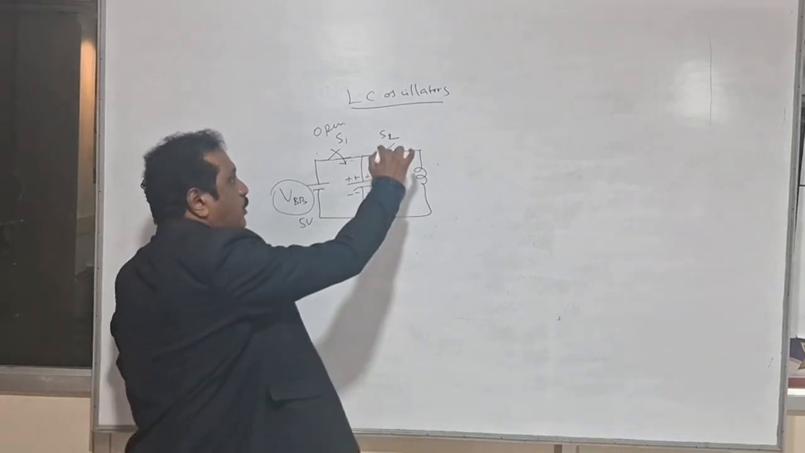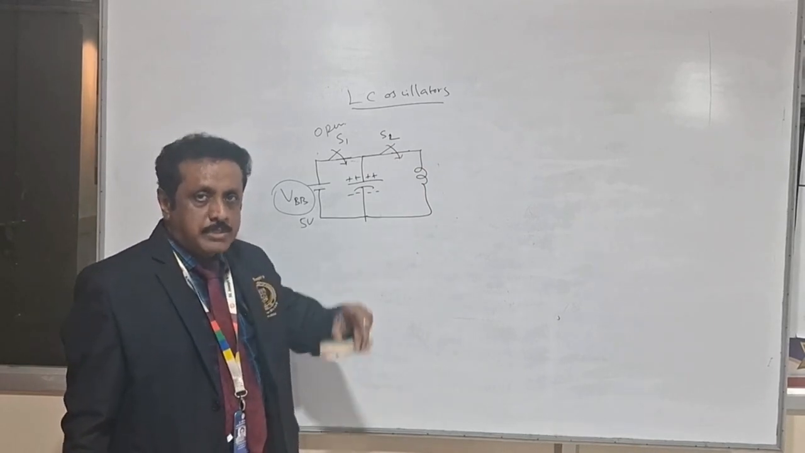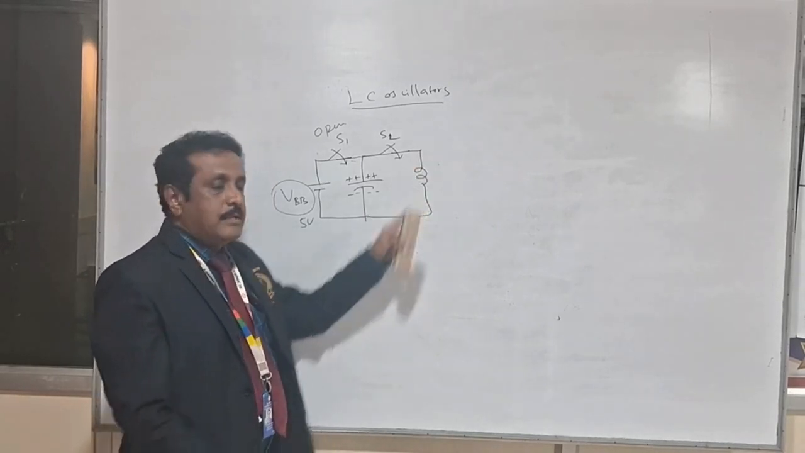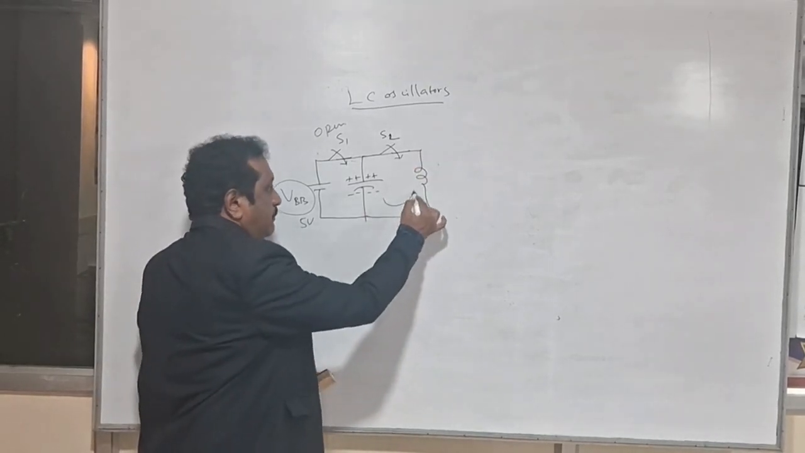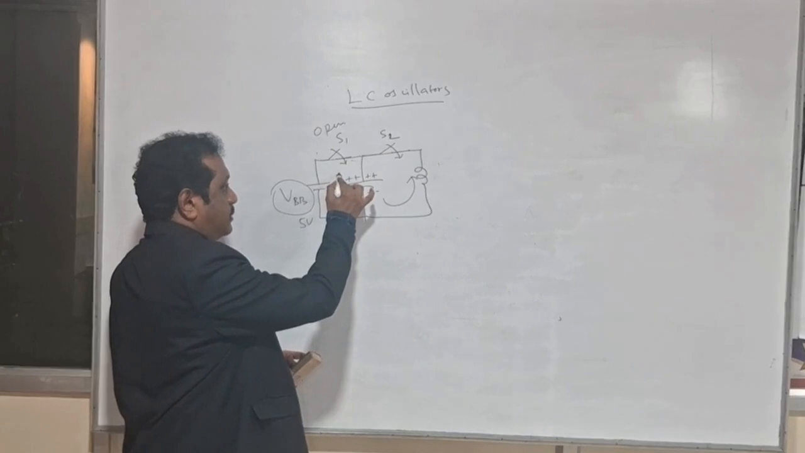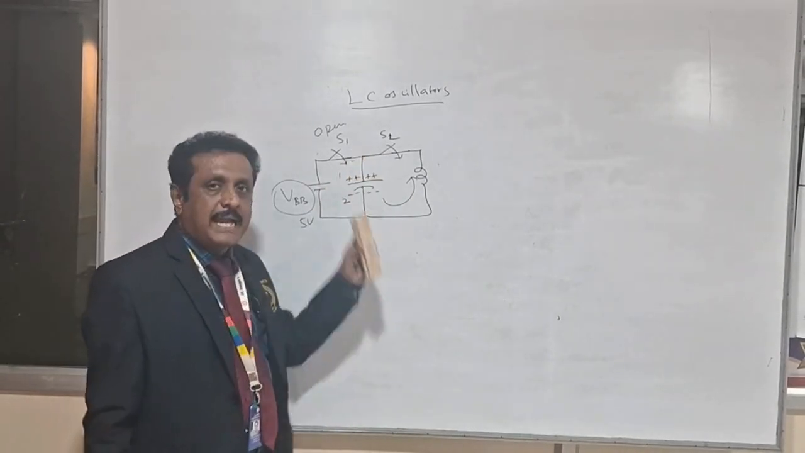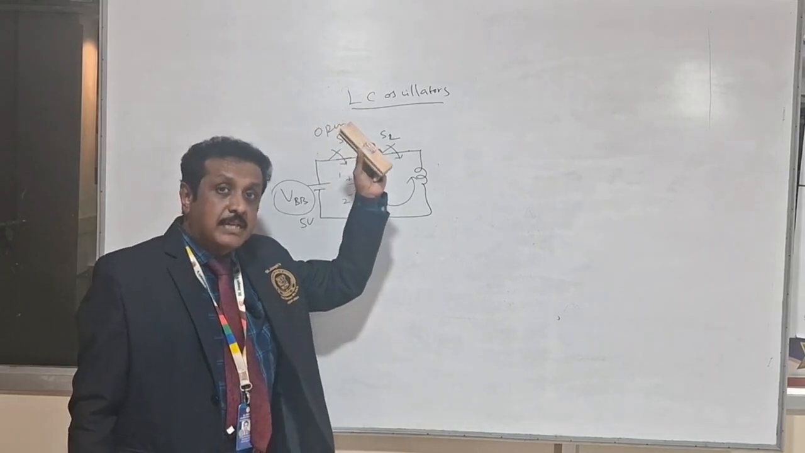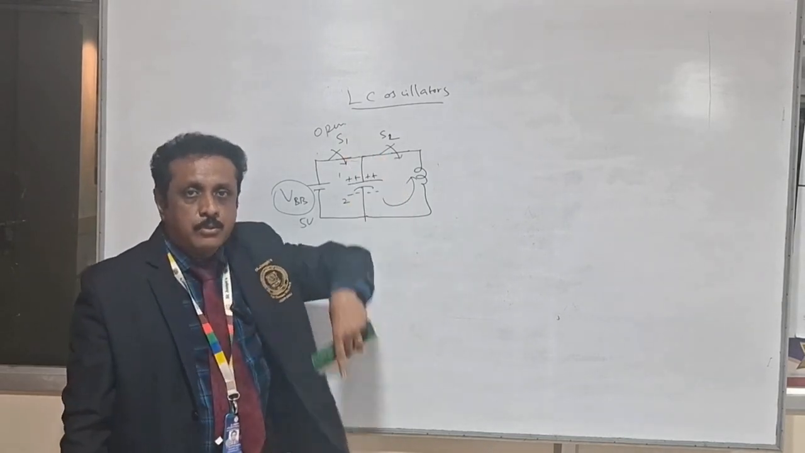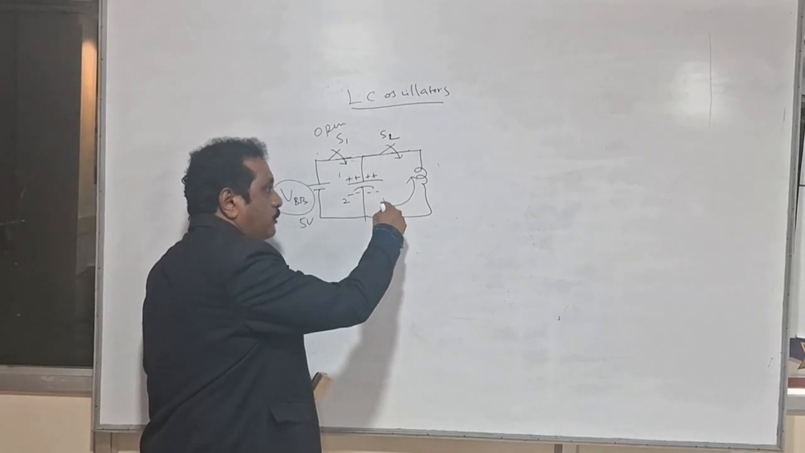Now we are going to close the switch S2. Once S2 is closed, the capacitor starts discharging through the coil. The electrons will be flowing from the lower plate to the upper plate. Let the upper plate be number 1 and the lower plate be number 2. The electrons will be moving from 2 to 1. The conventional direction will be in the opposite way, that is from 1 to 2, upper plate to lower plate. So now the electrons will be moving towards the coil.